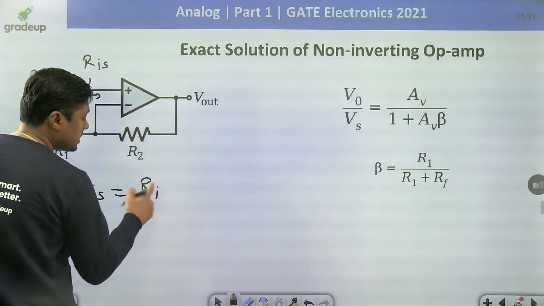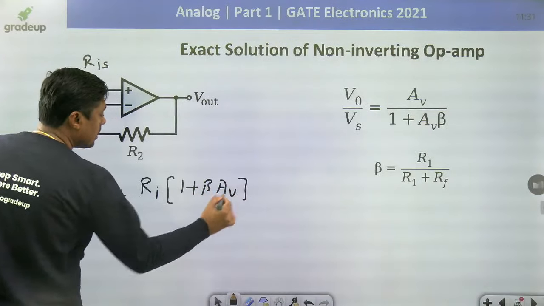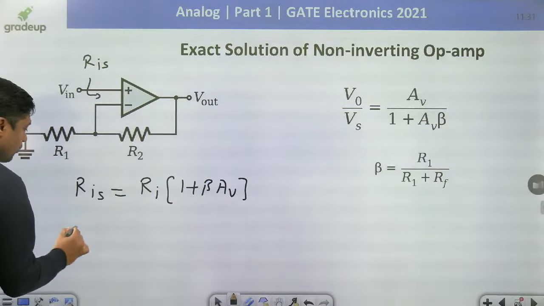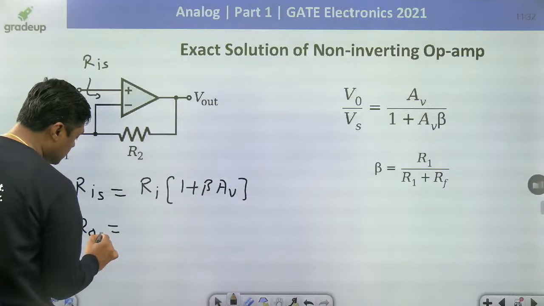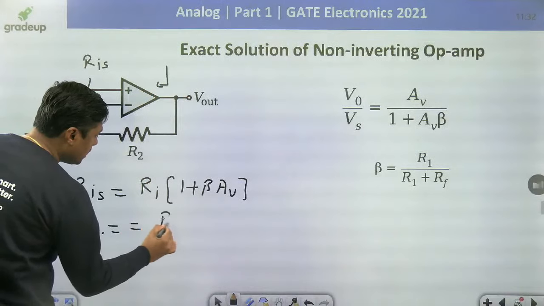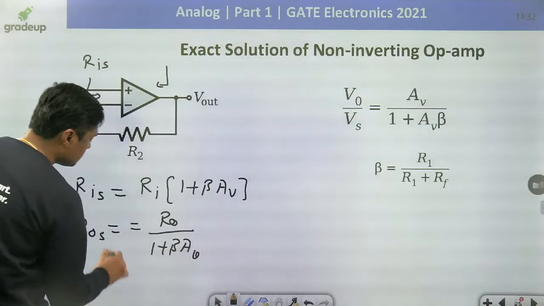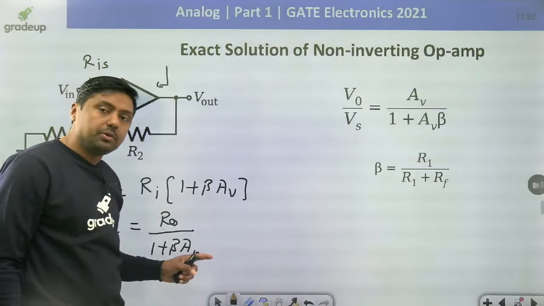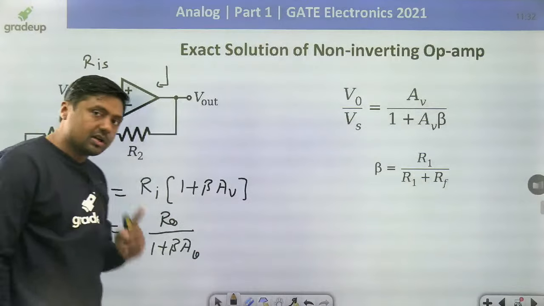Practical condition, always remember: the input resistance seen by the Vs, this is called RIS, is given by the input resistance of the operational amplifier times 1 plus beta AV. And the output resistance, because it is a voltage series feedback, is given by ROS, which is R0 upon 1 plus beta AV. That is the actual formula for input resistance and output resistance.